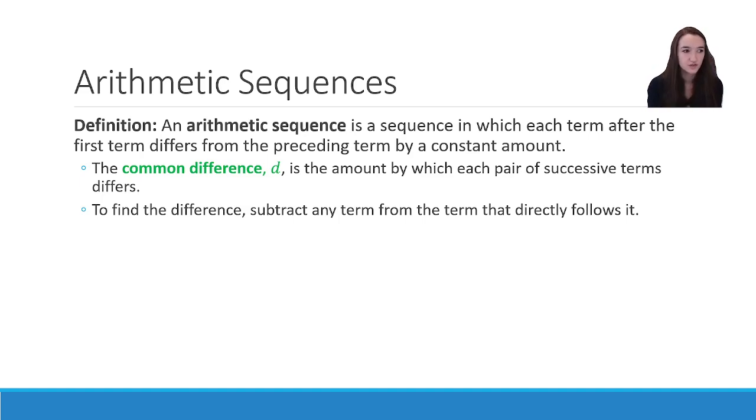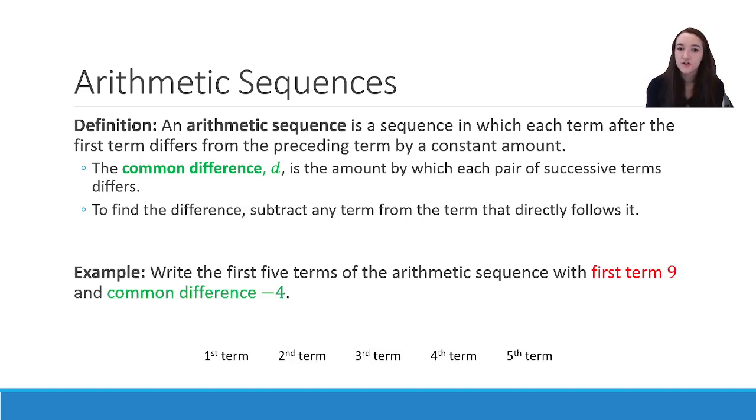But what can we do with it? If we wanted to write the first 5 terms of the arithmetic sequence where the first term is 9 and the common difference is -4, we would start with the first term, 9. That's an easy place to start. Then we just have to remember that the common difference means we're going to subtract 4, subtract 4, subtract 4. So what's 9 minus 4? It's 5. 5 minus 4 is 1. 1 minus 4 is -3. -3 minus 4 is -7, and so on. And we could keep going infinitely, right?